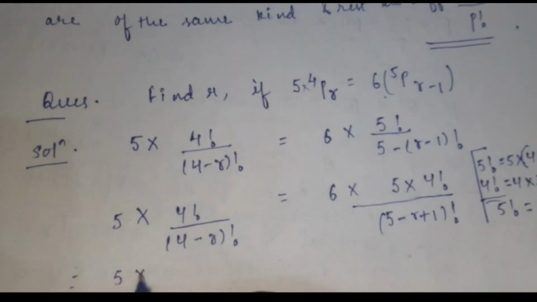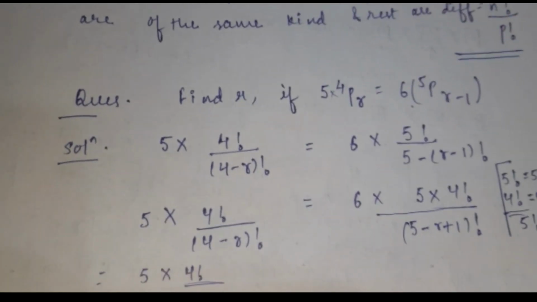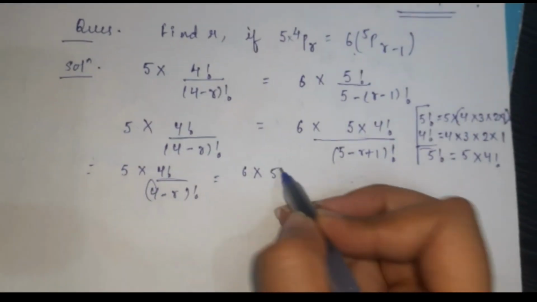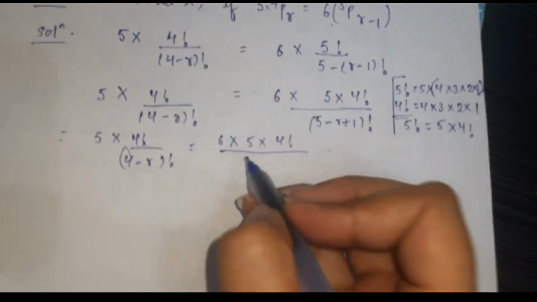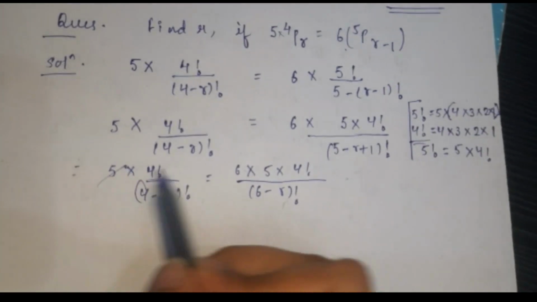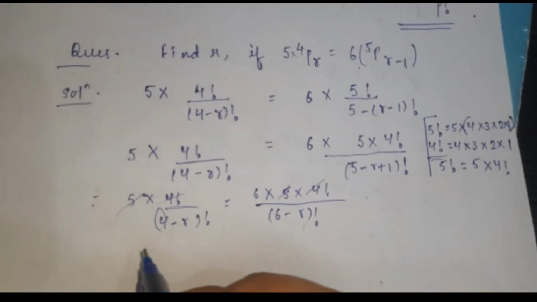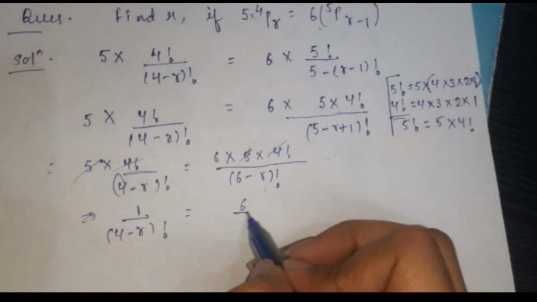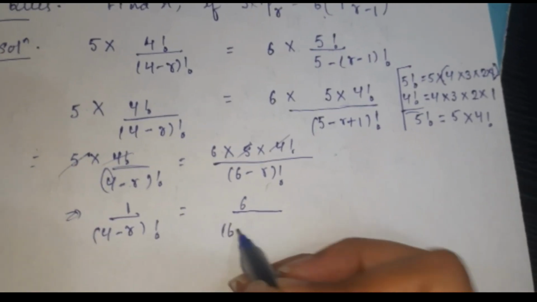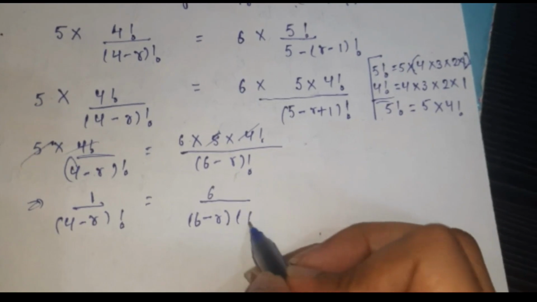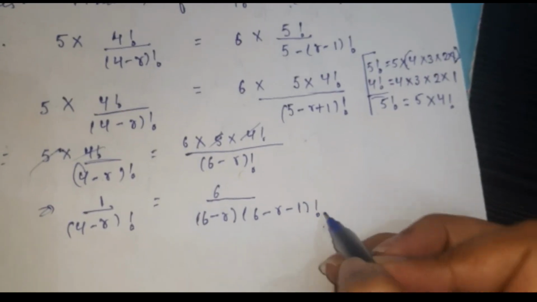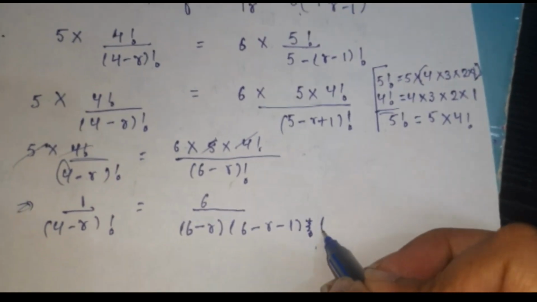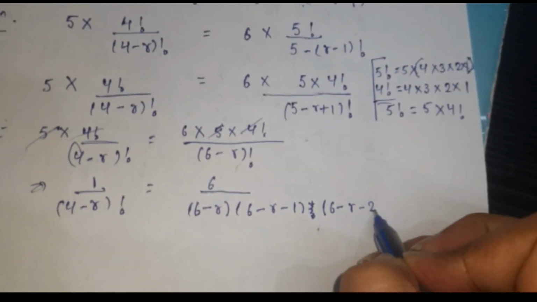So this equals 5 times 4 factorial upon (4 minus r) factorial equals 6 times 5 times 4 factorial upon (6 minus r) factorial. So our 5 into 4 factorial is cancelled on both sides and we get 1 upon (4 minus r) factorial equals 6 upon, now our (6 minus r) factorial can be written as (6 minus r) multiplied by (6 minus r minus 1) factorial. We don't end it here. (6 minus r minus 1) is multiplied by (6 minus r minus 2) factorial.